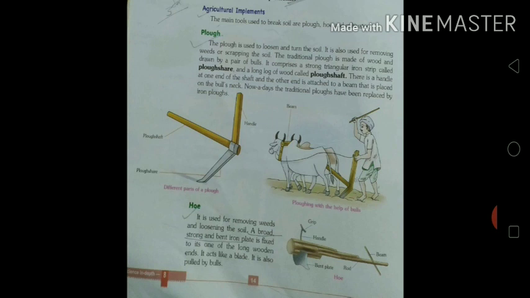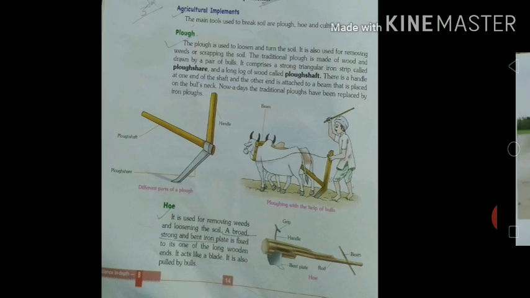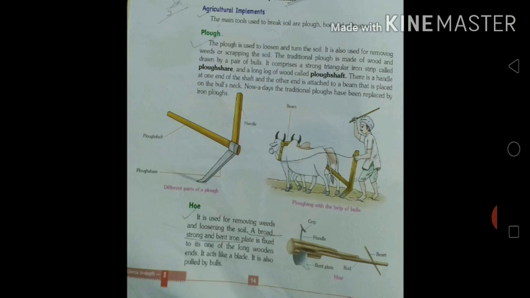The plow is used to loosen and turn the soil. It is also used for removing weeds or scraping the soil. So the plow is used for removing the weeds. Weeds are unwanted plants. And scraping means to remove something from a surface. If there is something on the surface of the field, we also use the plow to remove it.